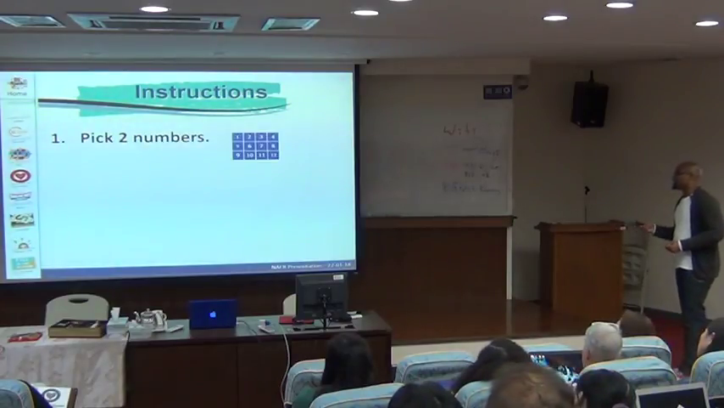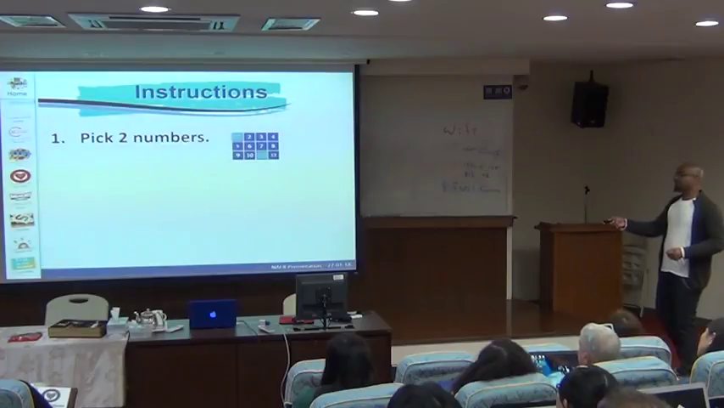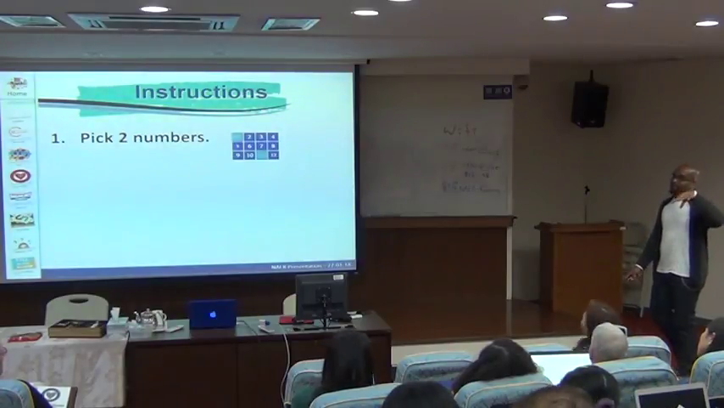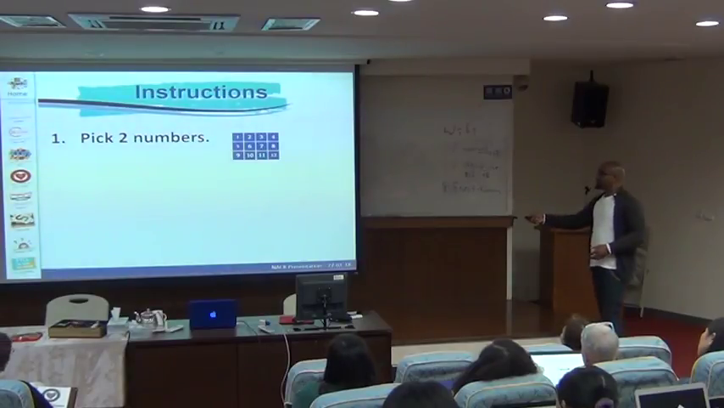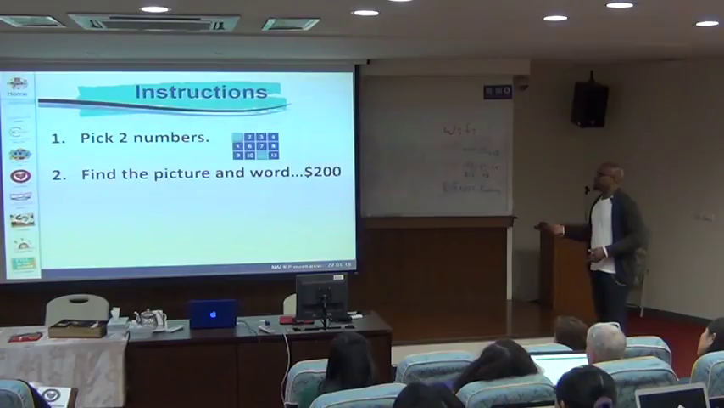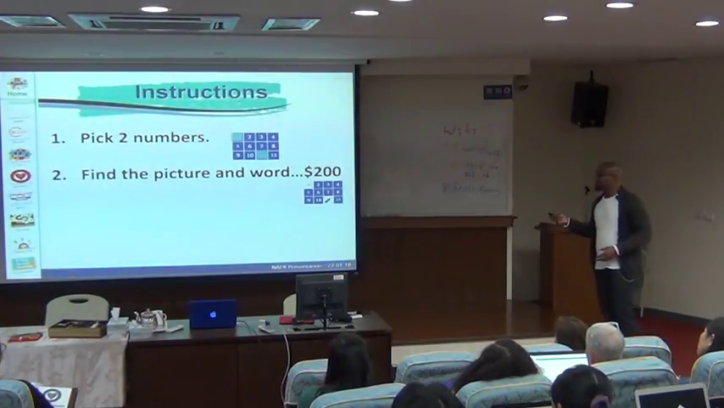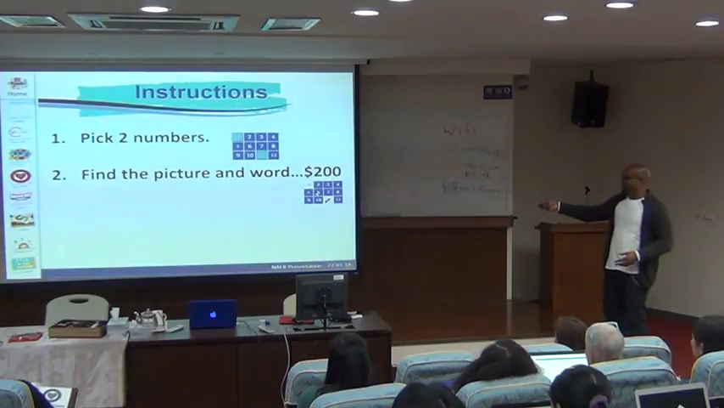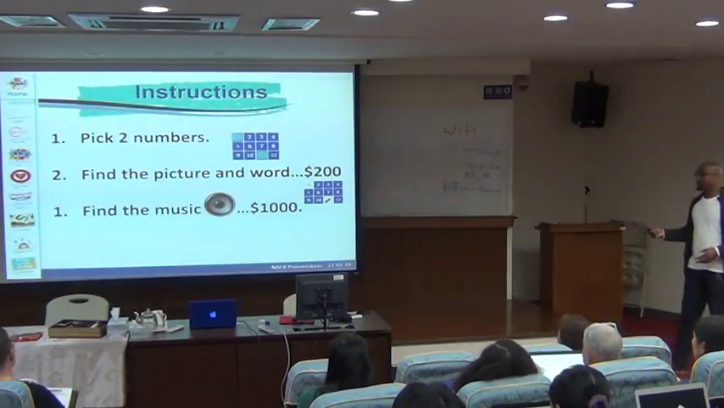Pick two numbers. They would have done this expression in the classroom English before they did the activity. What numbers are we picking? 11. 1. Okay. Find the picture and the word. Find the music.